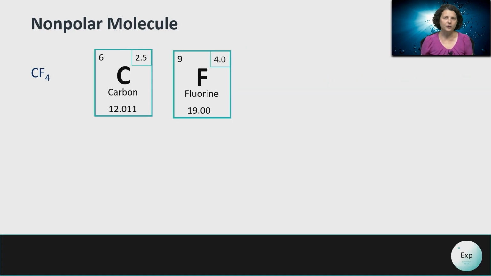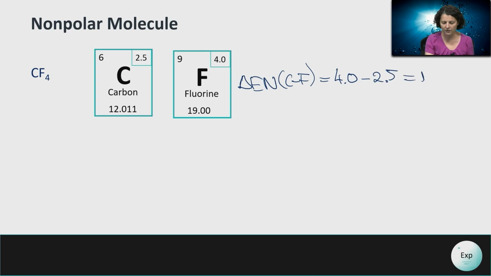Another way to get to a nonpolar molecule is to have polar bonds in a fully symmetric arrangement. So here we have carbon and fluorine, and we already know that this is going to be a polar bond. The electronegativity of fluorine is 4.0. The electronegativity of carbon is 2.5, giving us an overall electronegativity difference of 1.5, making this a very polar bond.